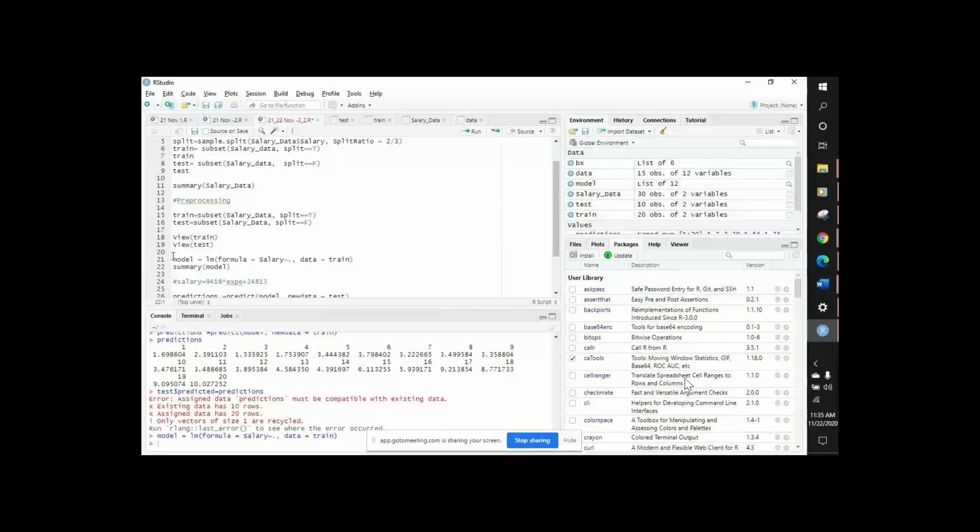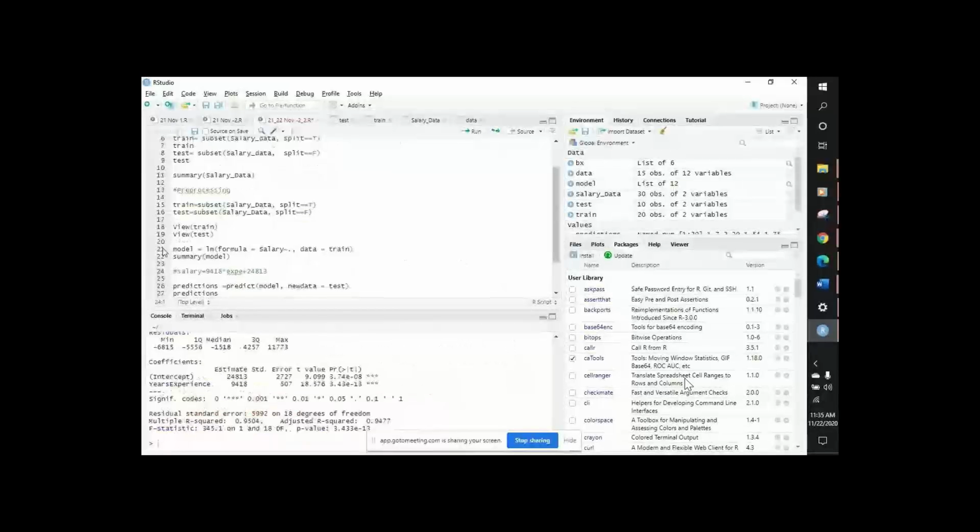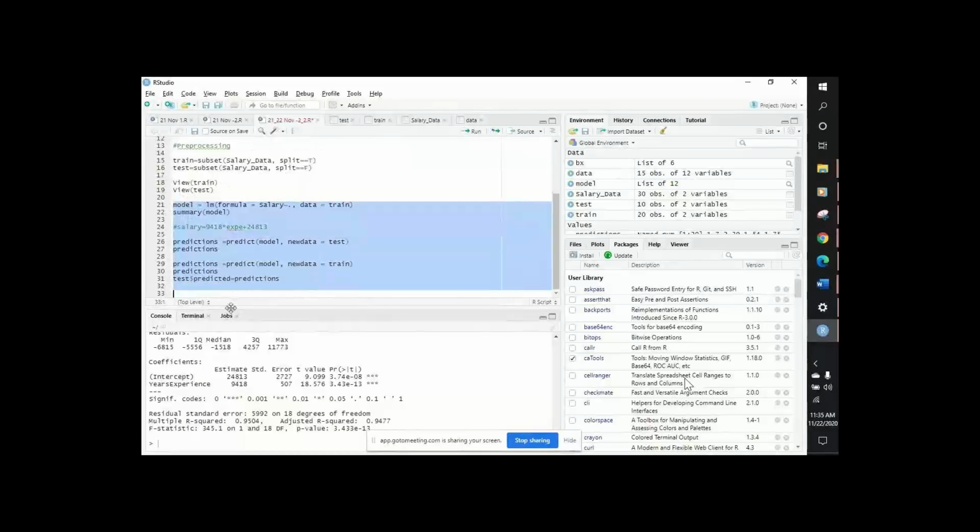Okay, run this command, just paste it below this. Yes, now execute this command once. Control enter. Just run this and then run the summary of the model and then run all the steps again. You should get the correct answer.